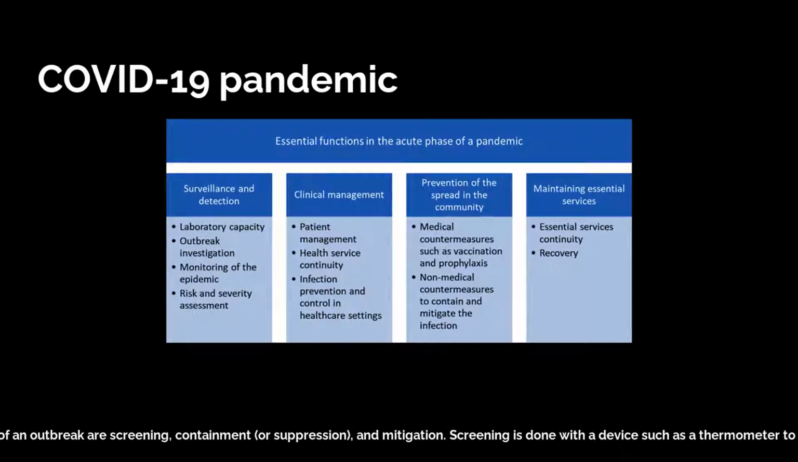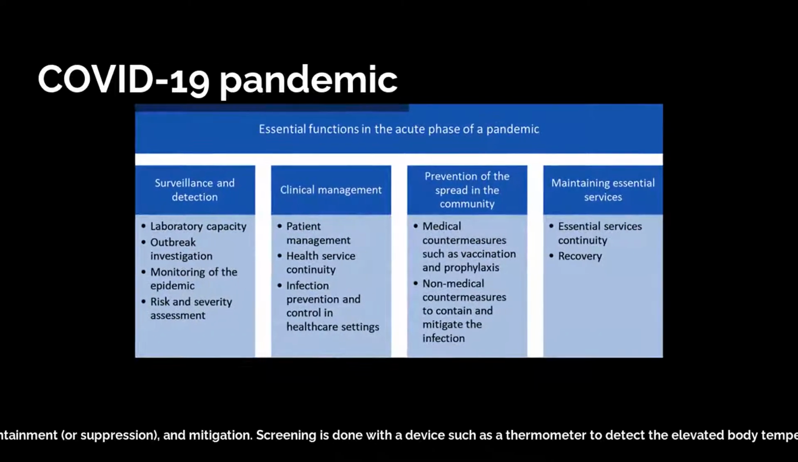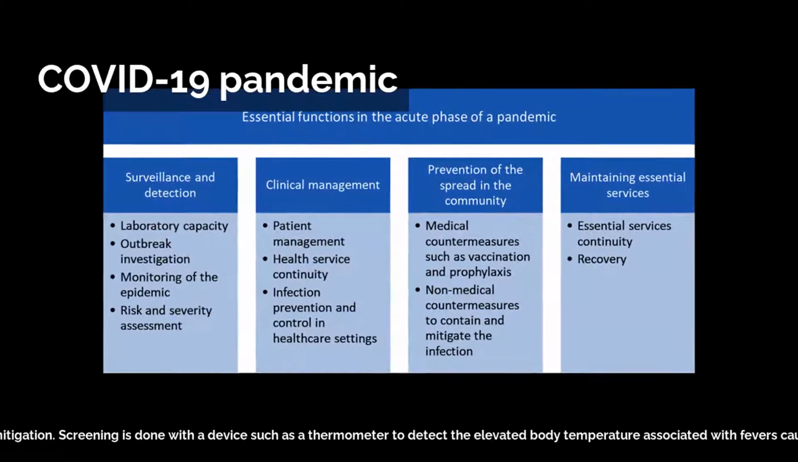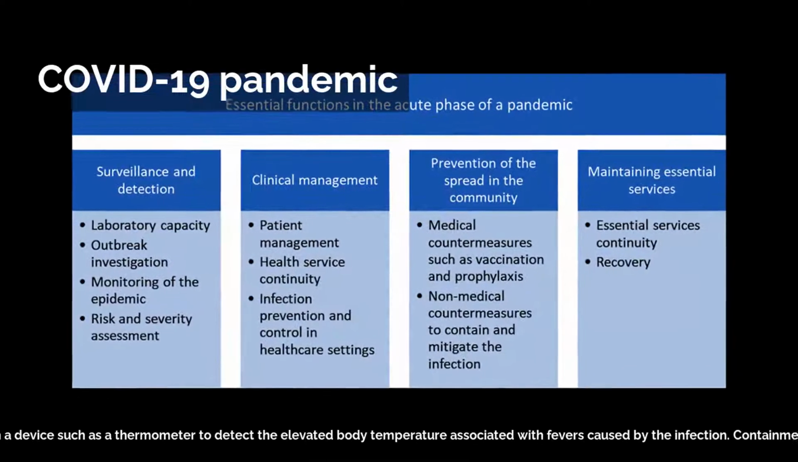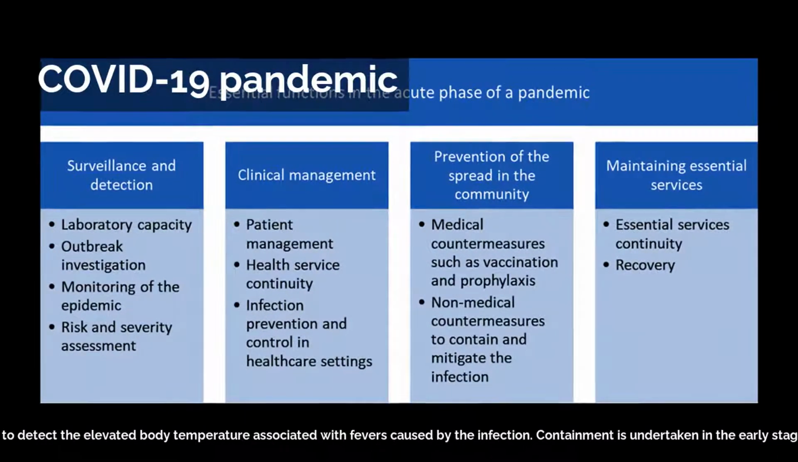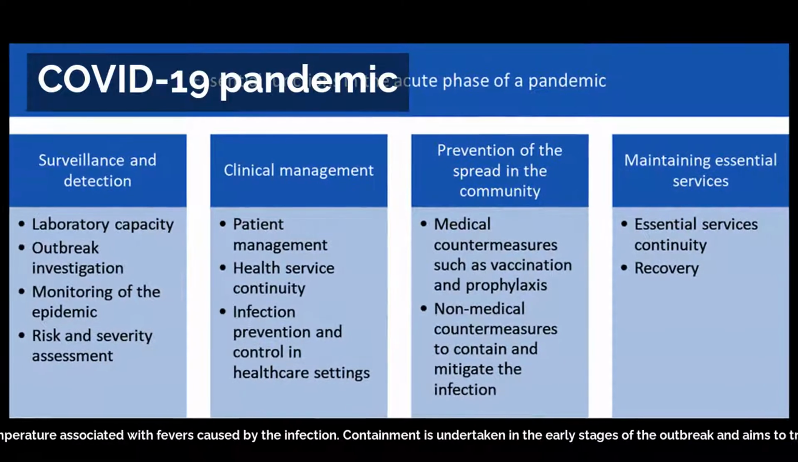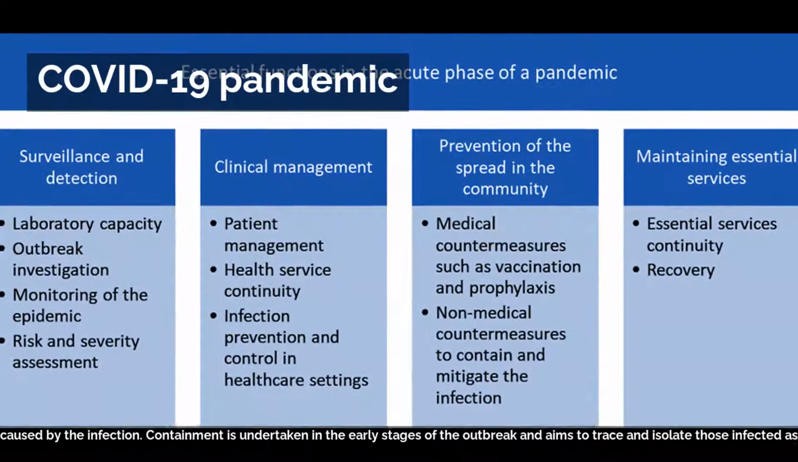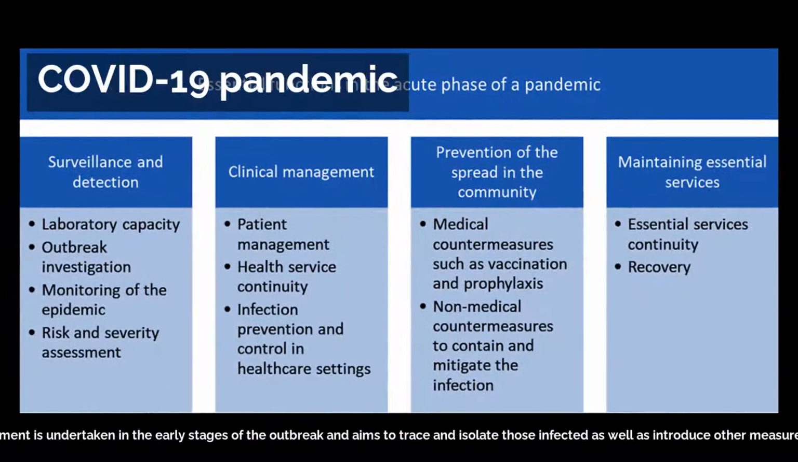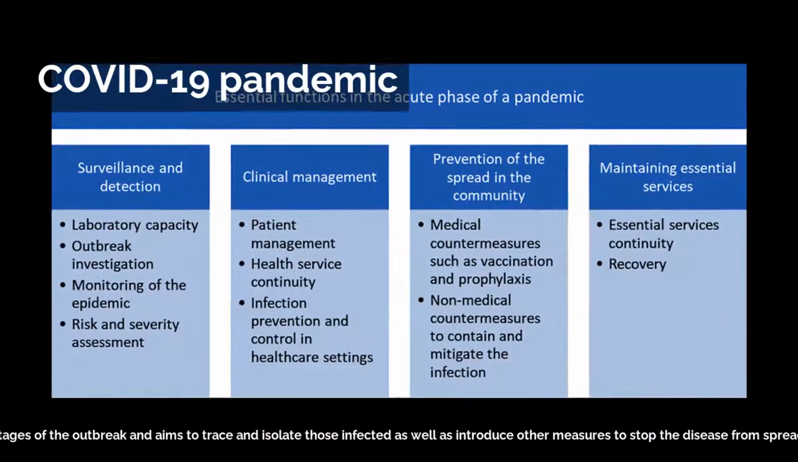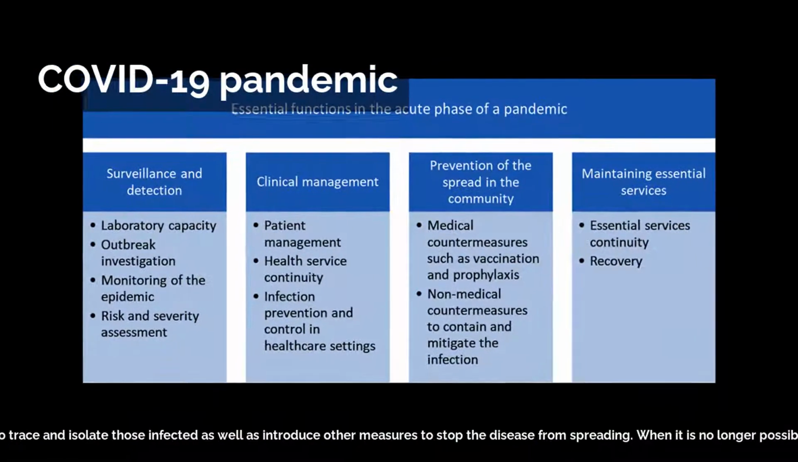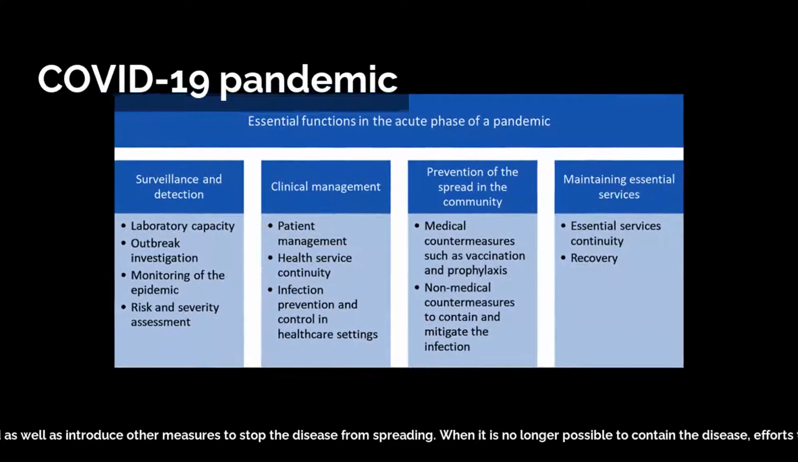Strategies in the control of an outbreak are screening, containment, or suppression, and mitigation. Screening is done with a device such as a thermometer to detect the elevated body temperature associated with fevers caused by the infection. Containment is undertaken in the early stages of the outbreak and aims to trace and isolate those infected as well as introduce other measures to stop the disease from spreading.